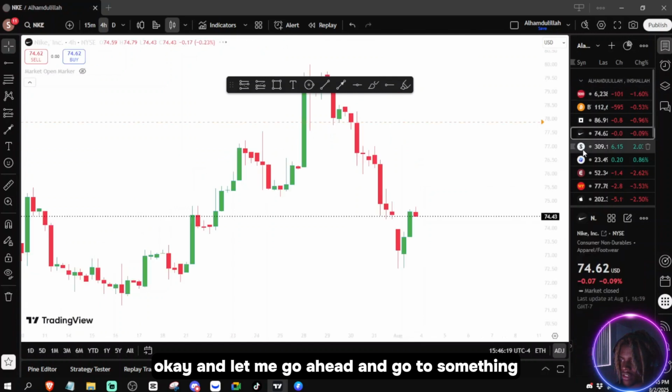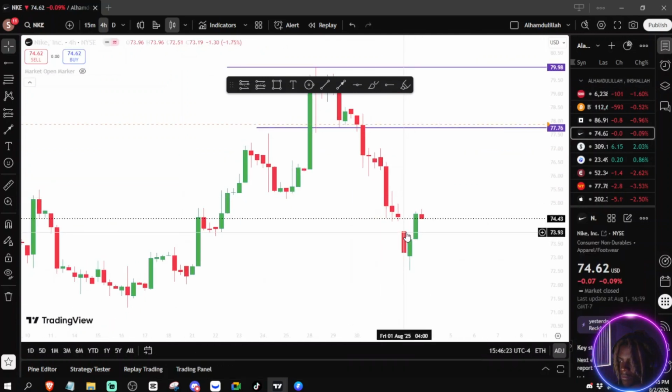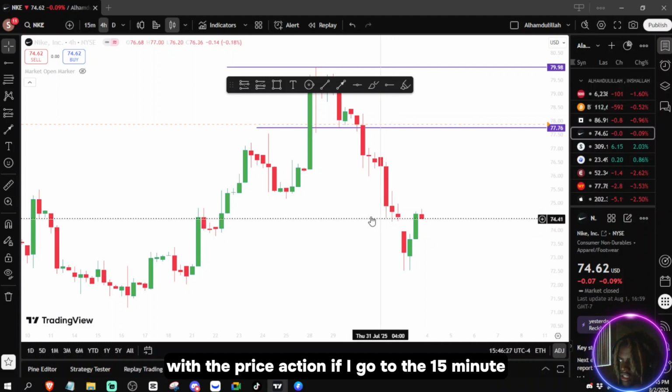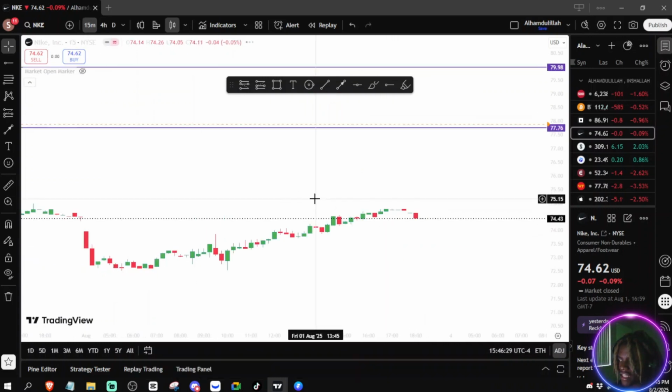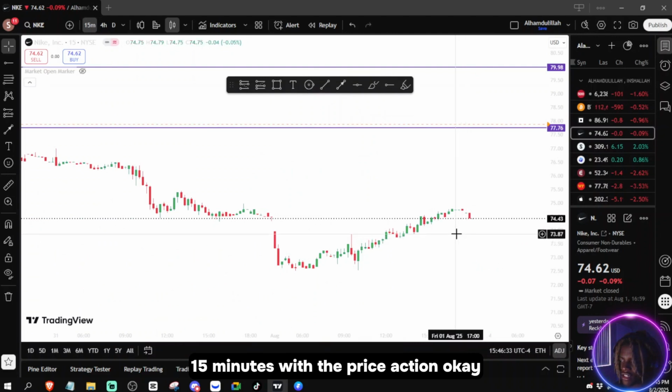Okay, and let me go ahead and go to something with electronic trading hours so we can see the normal time. Boom. Okay, each one of these candlesticks represent 4 hours worth of price action. If I go to the 15-minute, each one of these candlesticks represent 15 minutes worth of price action.